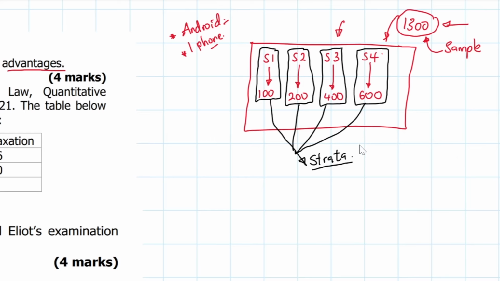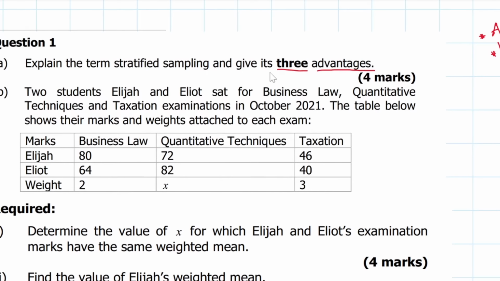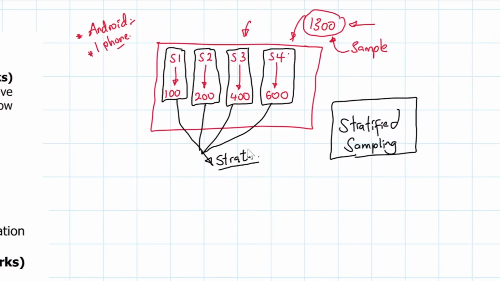Okay, and this is where the term stratified sampling comes from. Remember, the question is asking us to explain stratified sampling and give 3 advantages of it. So that is what we do. They are called strata. Here the strata is based on the classes. We have divided them in terms of their classes.